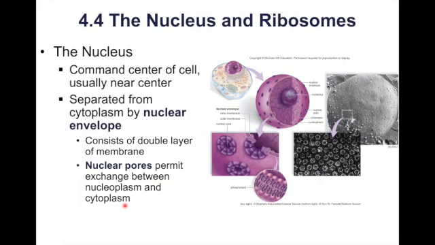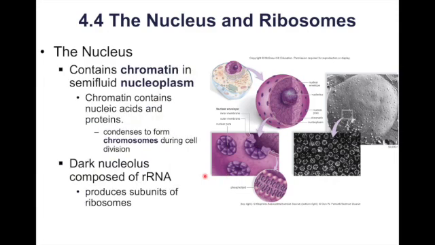So the nucleus, as you probably are aware, is often called the command center of the cell, usually found near the center, but not always. It's surrounded by the nuclear envelope, or nuclear membrane sometimes it's called, basically the same thing. It's a phospholipid bilayer. It has these pores in it called nuclear pores, which allow exchange with the nucleoplasm. So instead of cytoplasm, it's nucleoplasm. And so stuff can go in and out through those nuclear pores.